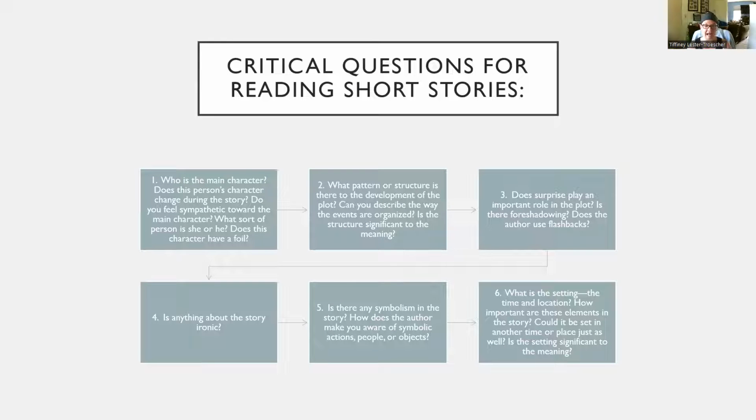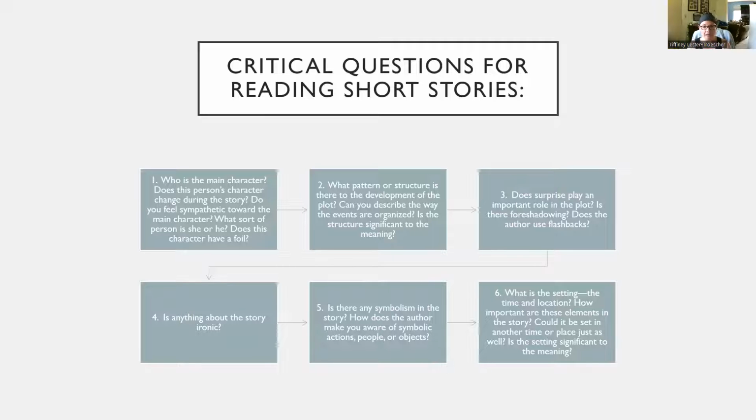All right, so some of the questions you can ask yourself as you're reading these short stories. Who is the main character? Does this person's character change during the story? Do you feel sympathetic towards the main character? What sort of person is she or he? Does that character have a foil? I will tell you, in the 5 short stories that we're going to read, we don't really run into any that use a foil. But we could have probably discussed foils back when we read Trifles, because we do have some characters who present opposite ideas.